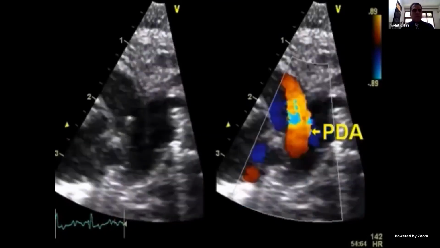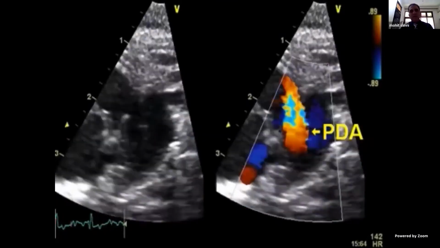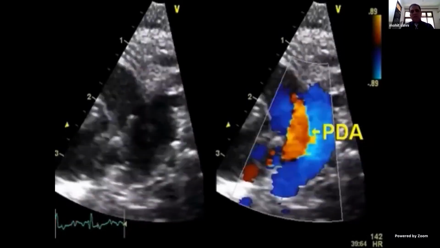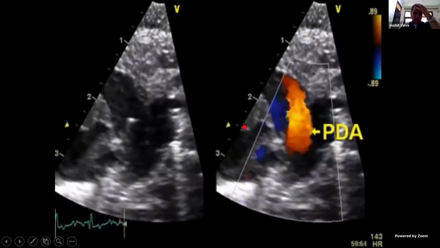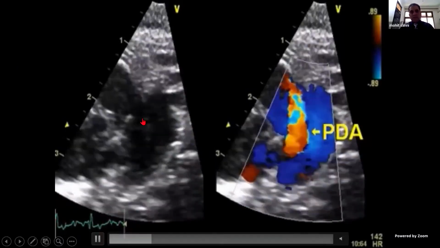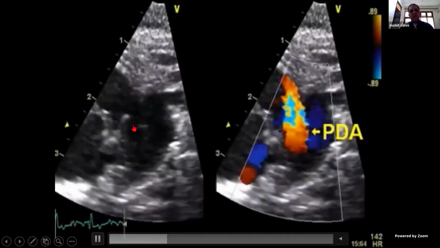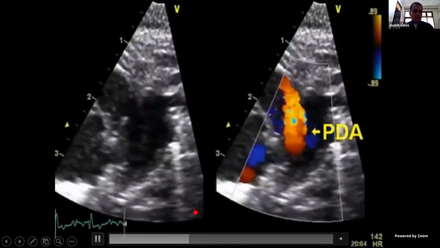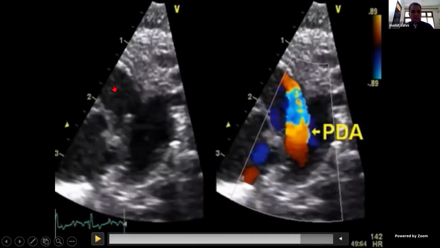If the duct is very small and it's not possible to measure the size of the duct in 2D, then only you go for the color. But color is not very specific and is always overestimation. Here, we always tend to measure the size of the PDA when the PDA enters the pulmonary artery. So this is your pulmonary artery, MPA, RPA, LPA. And here is the descending aorta. So this is your duct which is entering into pulmonary artery.